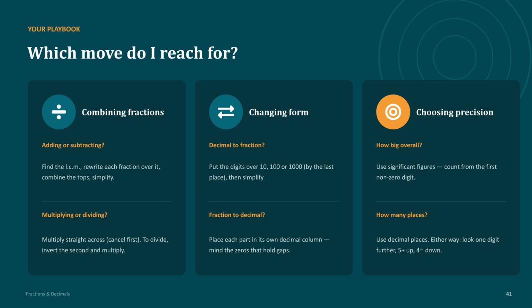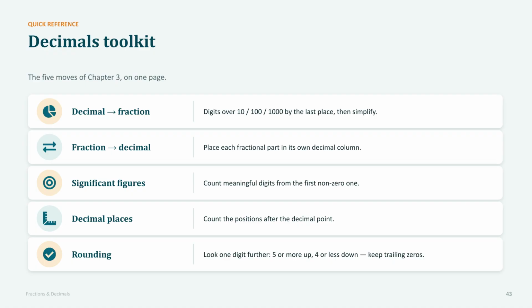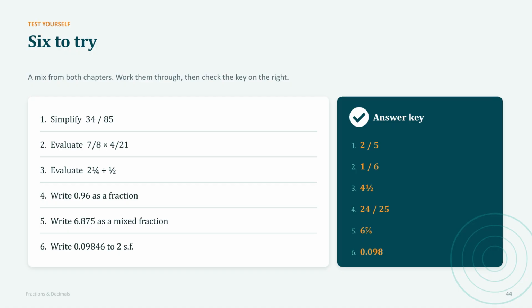This is your playbook for choosing the right move. Whether you are combining fractions, switching between forms, or determining the correct precision, refer back to these core principles. Keep this fractions toolkit handy. It summarizes how to simplify, perform arithmetic operations, and convert between mixed and improper fractions. Similarly, this decimal toolkit covers your conversion methods, the definitions of significant figures versus decimal places, and the fundamental rules for rounding.